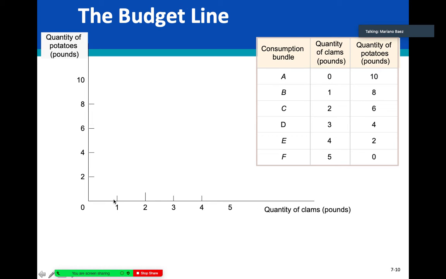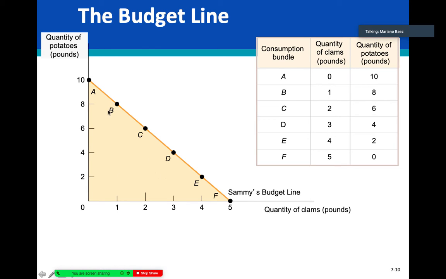Then we can illustrate this in the maximum quantities. We can buy up to 10 potatoes and up to 5 clams. And we can illustrate the consumption bundle capabilities as a budget constraint line, illustrating each specific bundle. Bundle A is 0 clams, 10 potatoes. Bundle B is 1 clam, 8 potatoes. Bundle C is 2 clams, 6 potatoes. Bundle D is 3 clams, 4 potatoes. Bundle E is 4 clams, 2 potatoes, and bundle F is all of the clams.